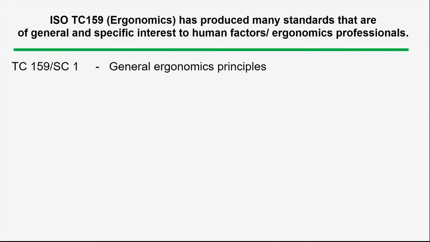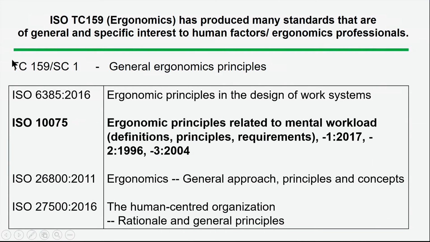So this technical committee, 159, has produced many standards. I just want to give you a sense of what there is in the list. You can obviously, as I did earlier, go to the technical committee webpage on the ISO.org site and look at the full list, but I want to give you just a quick sense of what's out there. So there are some general ergonomic principles. And here's an example of some of the documents that have been produced by that subcommittee.